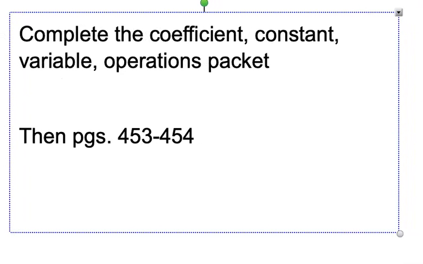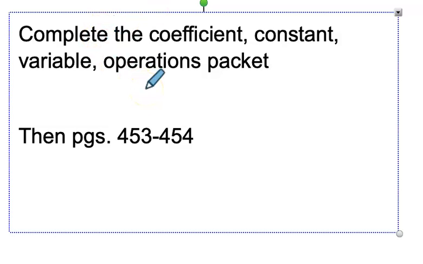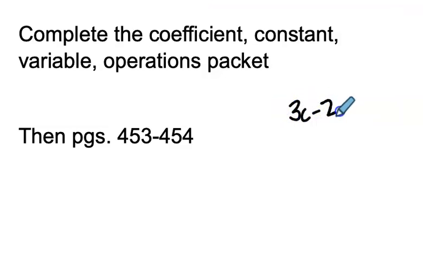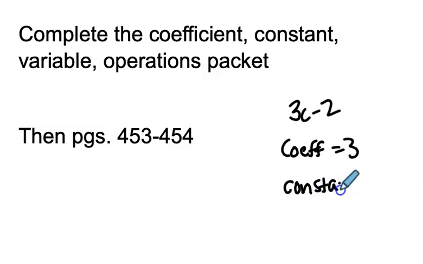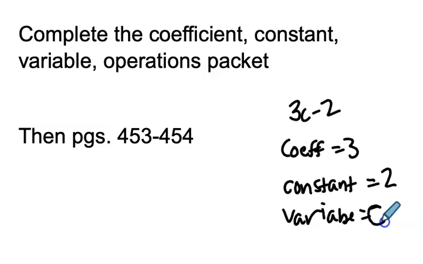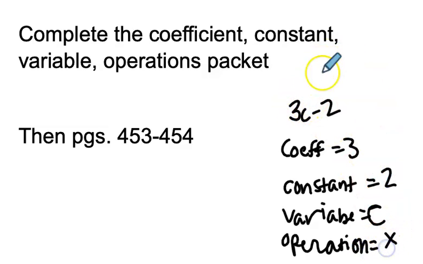Okay, so you should see on the front table a coefficient, constant, variable, and operations packet. You'll get an expression, like 3c minus 2. You'll tell me that the coefficient equals 3. The constant, remember that's just the number that always remains constant and will never change, equals 2. The variable is c. And the operation, we have 2 here. We're multiplying 3 times c, and we're subtracting 2. So multiplication and subtraction. That's what you're doing for the packet, and then you'll work on these pages in your textbook.